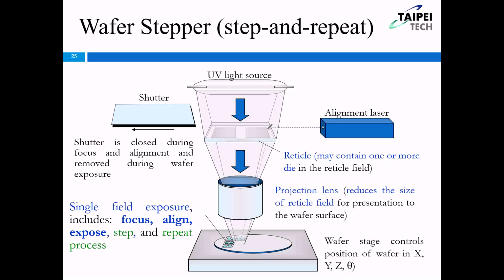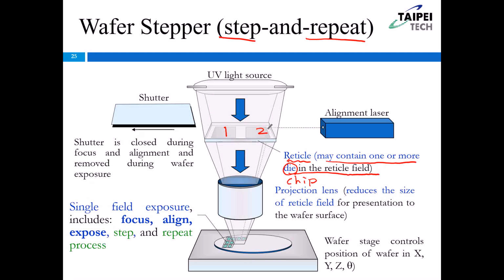So we call it wafer stepper. Stepper means we do the step and repeat, step and repeat again, okay? So right now, where is the reticle? For the reticle here, it may contain one or more die in the reticle field. This is the reticle field, 1 and 2. Die means chip. So you see, right now, for this reticle, we only have 1 chip, 2 chip.